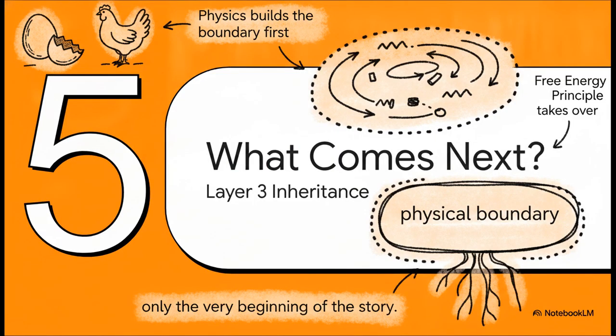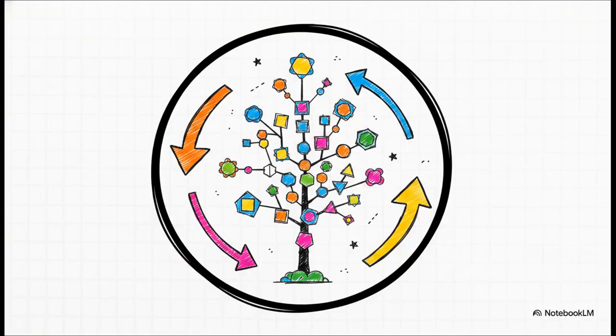Finally, Part 5. What comes next? So, we have successfully solved the chicken and egg paradox. Physics builds the boundary first, and then the free energy principle takes over. But guys, this is just the beginning of the story. We've established a proto-model of a boundary. Because this physical structure is now locked in and stabilized by thermodynamics, FEP can finally act upon it. The system stops being just vibrating sand and starts becoming a self-updating entity. This sets the stage for something called Layer 3 geometric inheritance, the ability to actually structurally evolve.